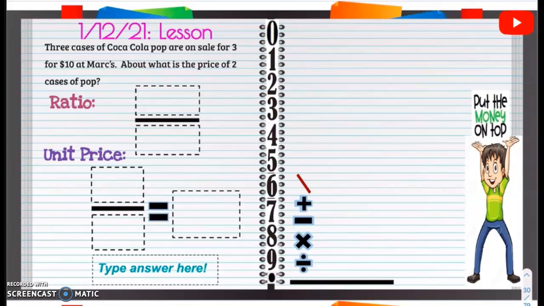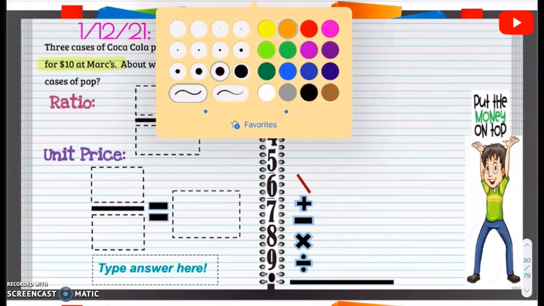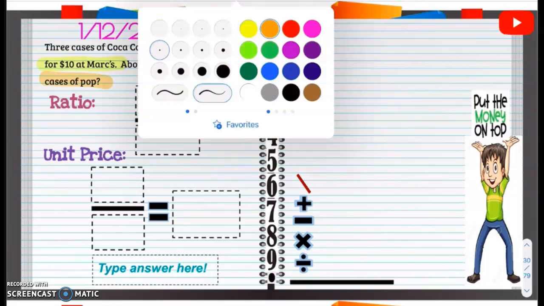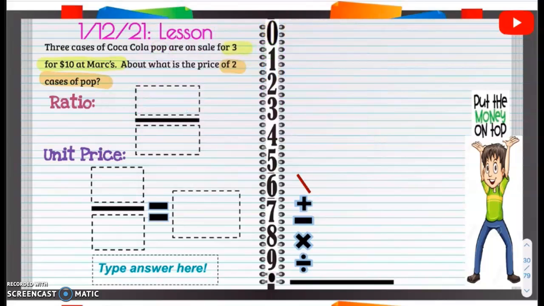January 12th, 2021 lesson. 3 cases of Coca-Cola Pop are on sale for 3 for $10 at Mark's. What is the price of 2 cases of pop? So, first of all, we're going to take a look, and it says Coca-Cola Pop is on sale for 3 for $10 at Mark's. Then we're going to need to figure out how much it's going to cost for 2 cases of pop. So if there's 3 cases, remember we're going to put that money on top.